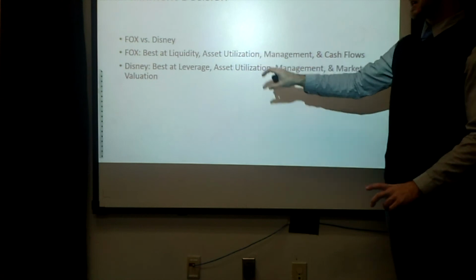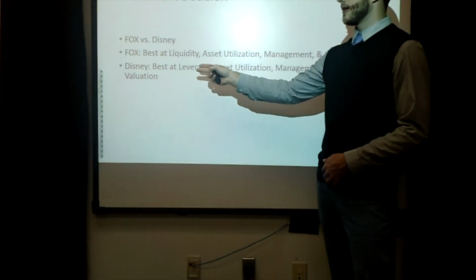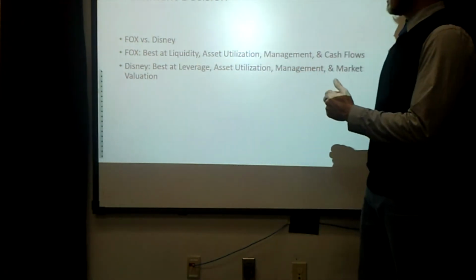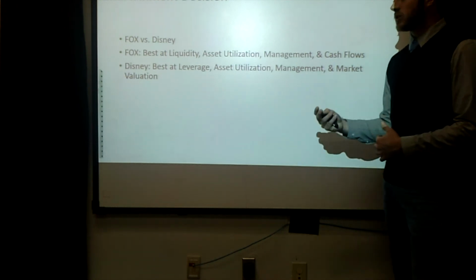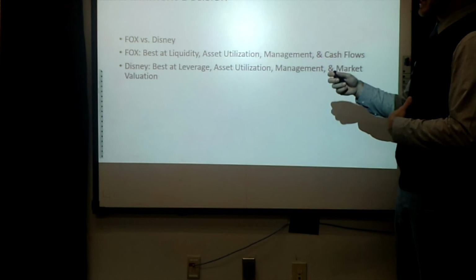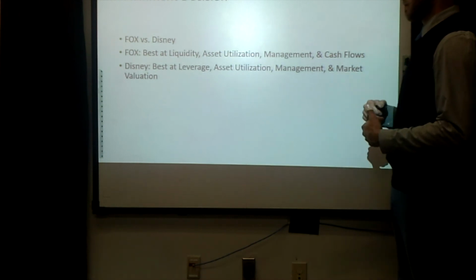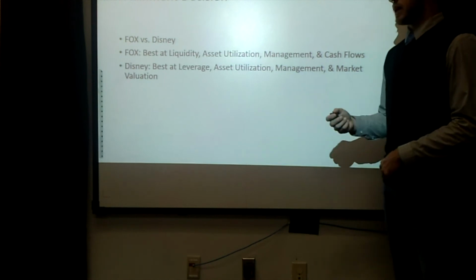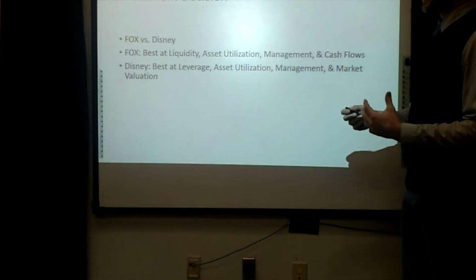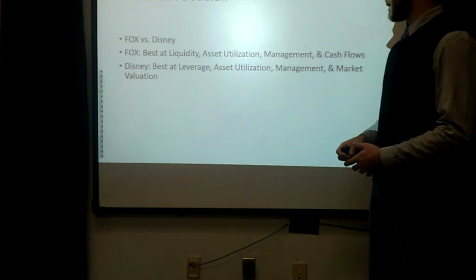Those are about the same. Disney was best at leverage. Disney had a really small, insignificant equity multiplier, which means that their ROE isn't being driven by magnification from debt. It's being driven by the other important stuff like the management factor, which Fox was also good at.